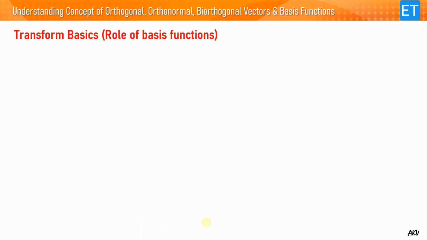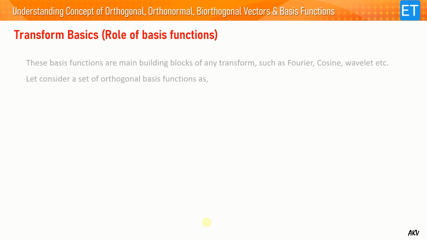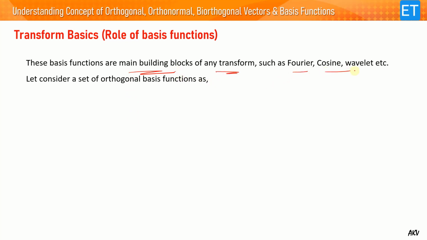So now let's see the role of these basis functions. Actually, what is the importance of these basis functions? From this slide, now we will study the transform basics, and we will see how the transforms evolved. That is actually the basics for all popular transforms like Fourier transform, cosine transform, sine transforms, and wavelet transform, etc. Okay. So these basis functions are actually the main building blocks of any transform, such as Fourier, cosine, and wavelet.